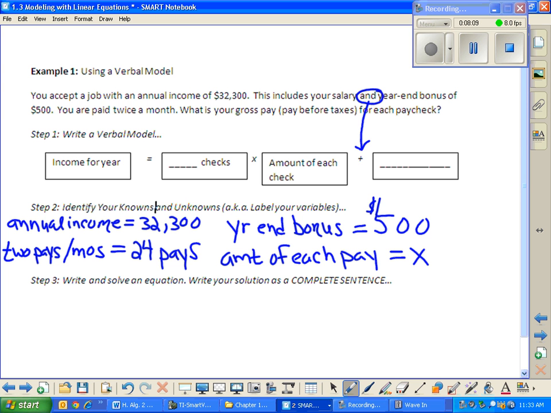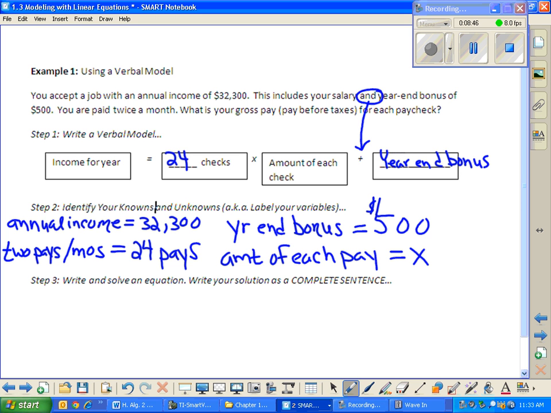So you have your salary and your year-end bonus. So this blank right here, you probably guessed it, that's your year-end bonus. And we actually had 24 pays to help us figure out our salary. So we're going to do 24 checks times the amount of each check, add on that year-end bonus, and that gives me my income for the whole year. Does this model make sense to you? Yeah? Everybody?